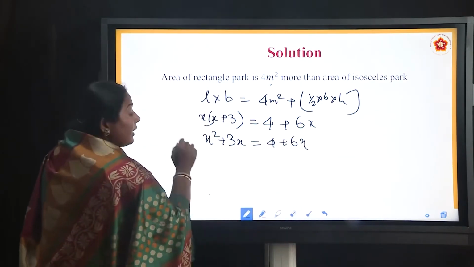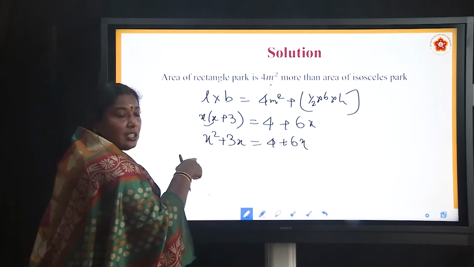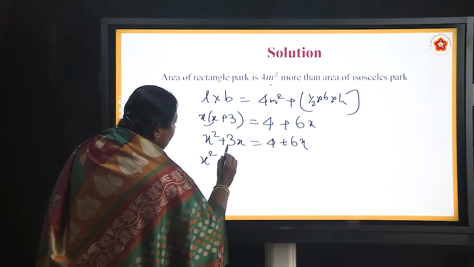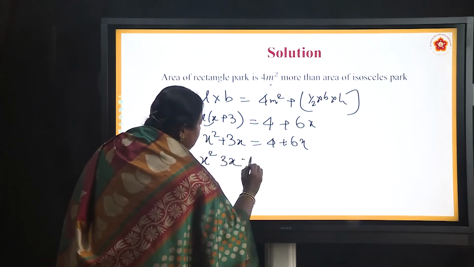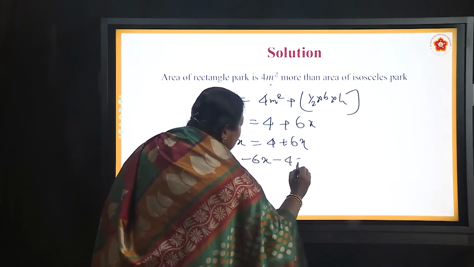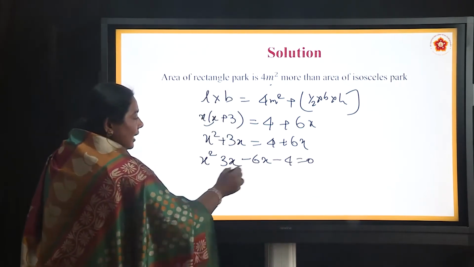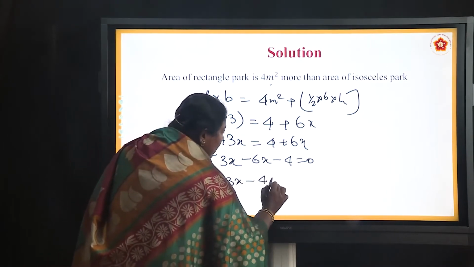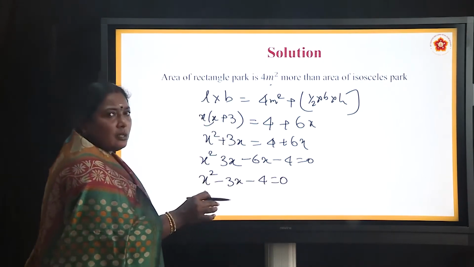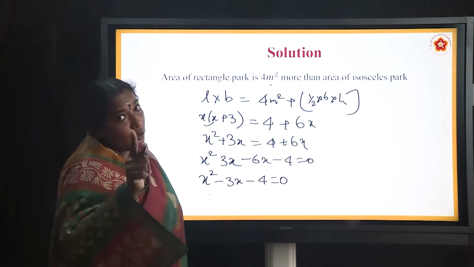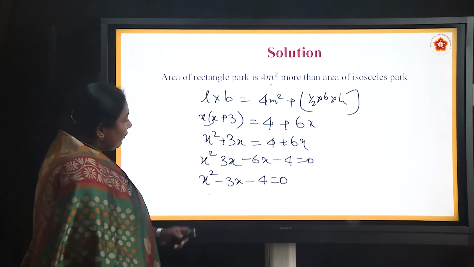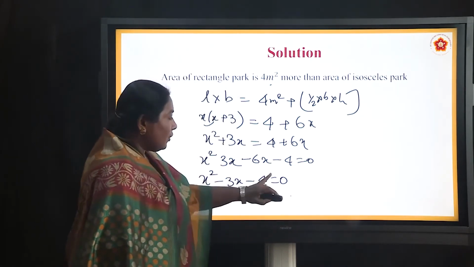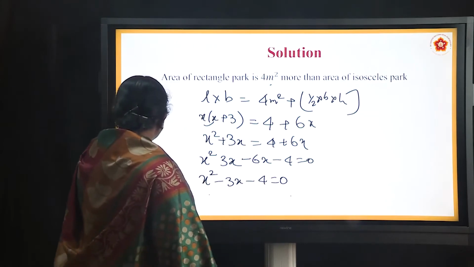So bring everything to one side first. Is it a quadratic equation? Yes, because I have a power 2. Super. Next, x square plus 3x minus 6x minus 4 equal to 0. So combining like terms, you get x square minus 3x minus 4 equal to 0. By the factorization method like this we can get the answer, but we have to use the formula. So we will use the formula to solve this, right? Our equation is x square minus 3x minus 4 equal to 0.